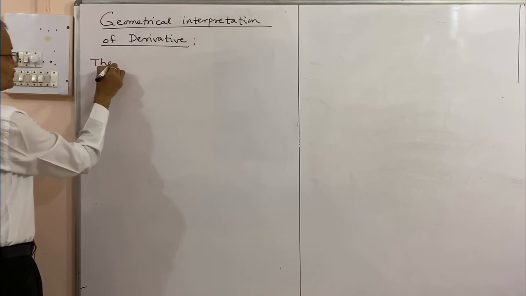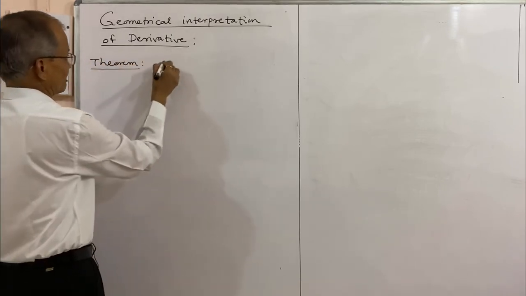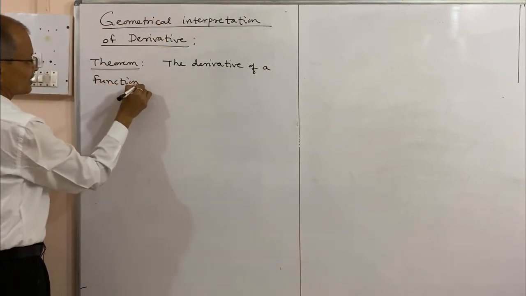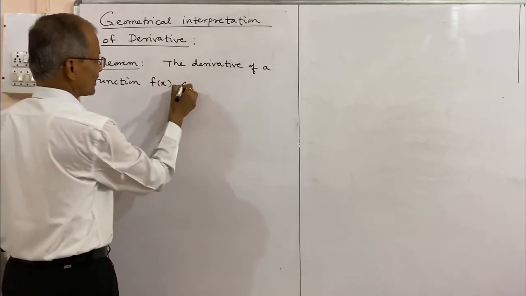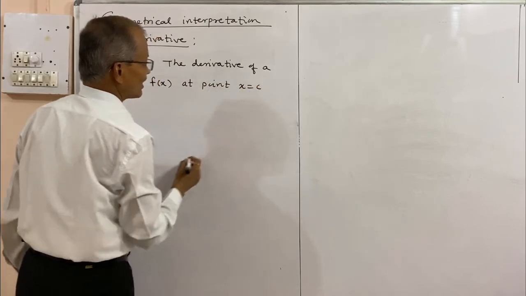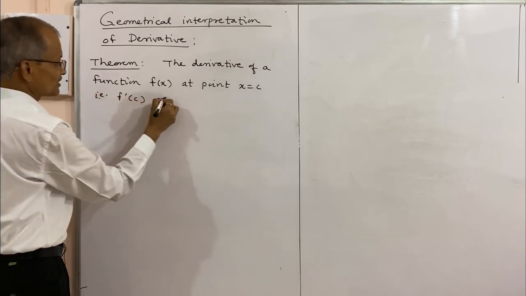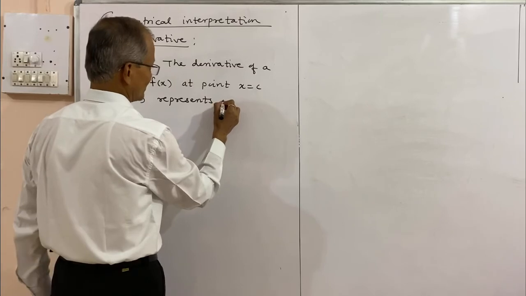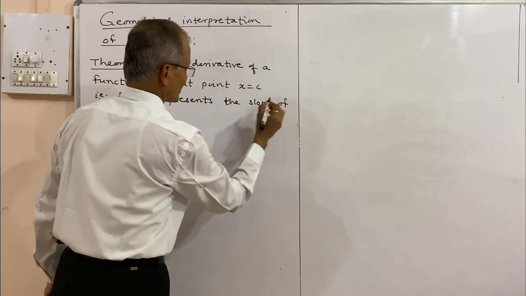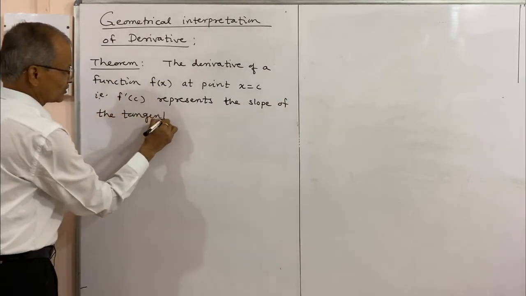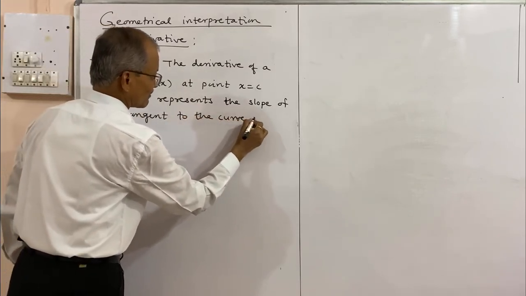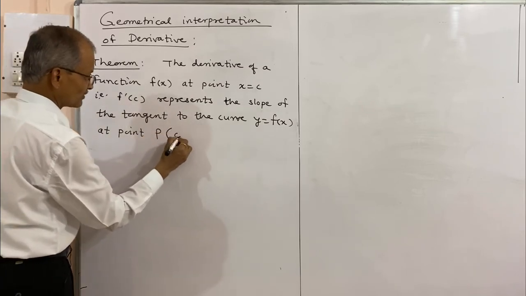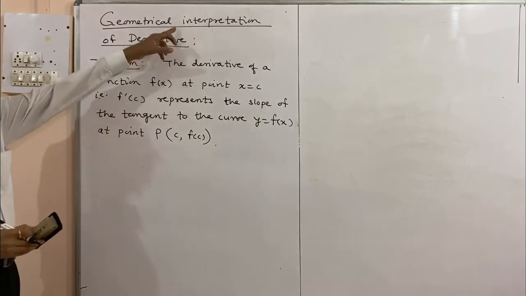Now we state as a theorem: the derivative of a function f(x) at point x is equal to c, that is f dash of c, represents or is the slope of the tangent to the curve y is equal to f(x) at the point, and we may say the point is P, (c, f(c)). This is the geometrical interpretation or meaning of derivative.